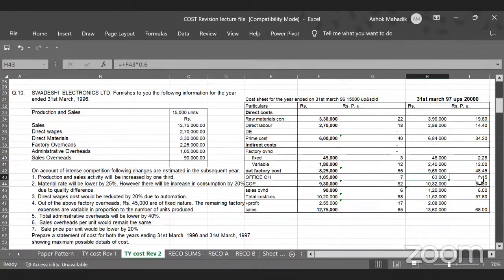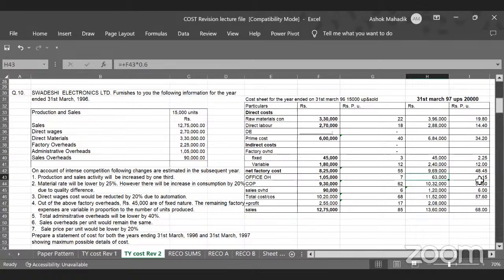Okay, so in case of overheads, take the amount as a starting point. Clear? Next is given sales overheads per unit. Here they have mentioned per unit, so you can't question the question. Sales overheads per unit would remain the same. So what was the per unit sales overhead last time? 6. So even this time take it as 6.